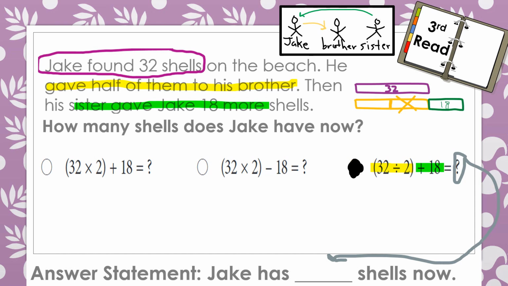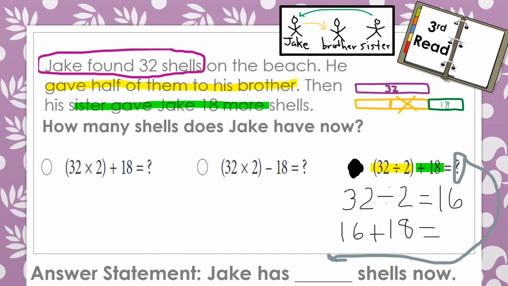We will start with 32 divided by 2 in parentheses. 32 divided by 2 will give us a quotient of 16. We will now take 16 and add our 18 to represent the 18 additional shells Jake got from his sister.